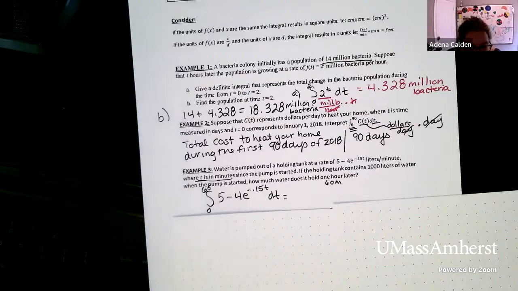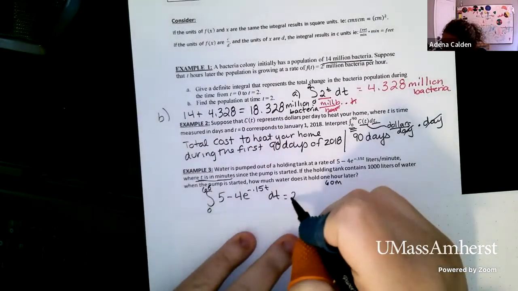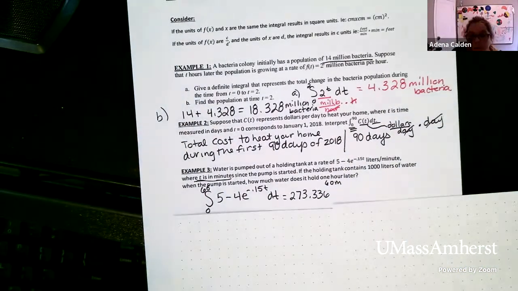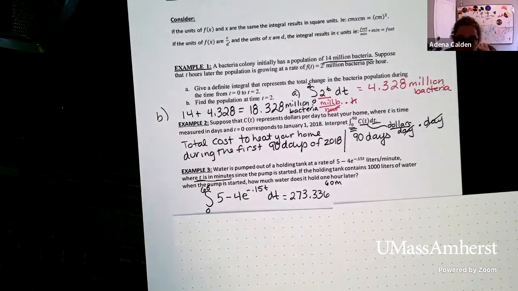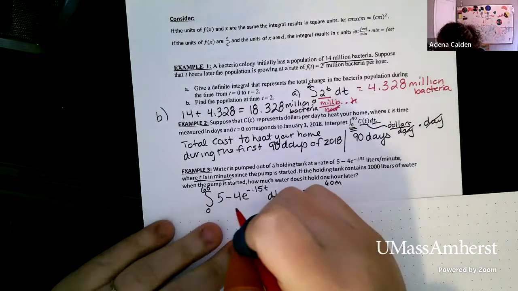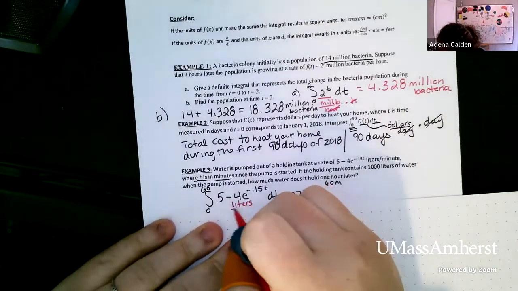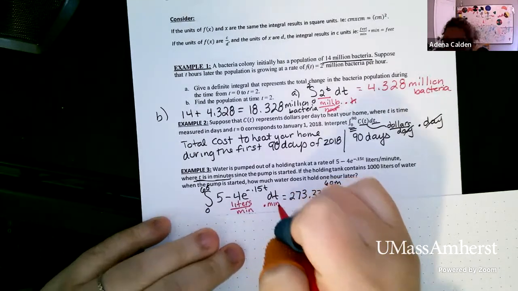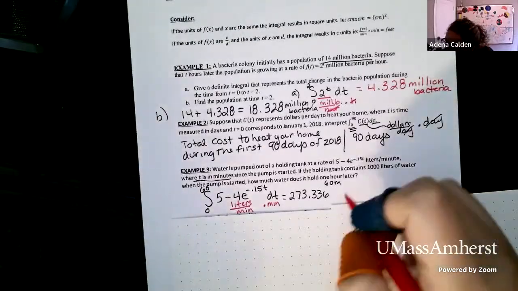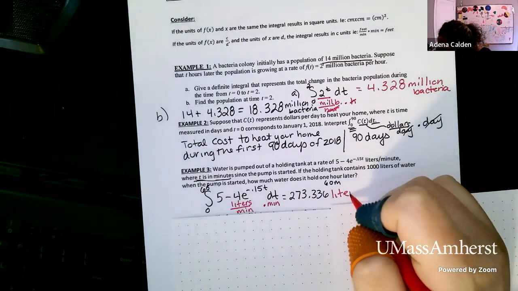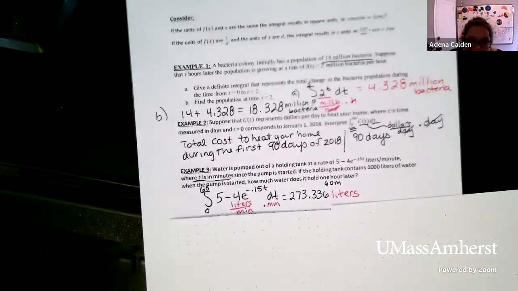Okay. So when we integrate that on our calculator, we're going to get 273.336. And so we need to know what the units are so we can talk about what this number means and then go on to answer the question. So the units of our function here are in liters per minute. And our independent units are in minutes. So the minutes are going to cancel, which means that this is talking about 273.336 liters of water. Okay.